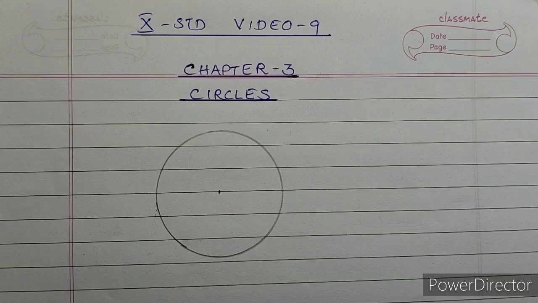Bangles, CD, all the vehicle tires, cycle tire, two-wheeler tire, even car tire, everything is in circular shape only. Then open wells, generally it will be in circular shape only. Then pulley, for pulling the water we will use. Many things are there which are in circular shape, and that's why it's very much necessary to understand about circles.